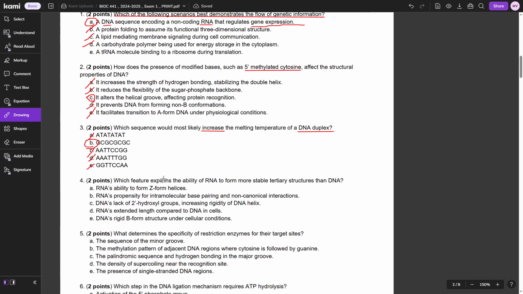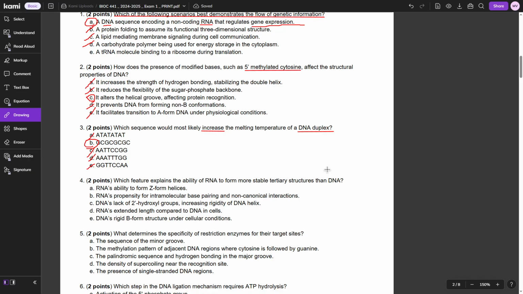Which feature explains the ability of RNA to form more stable tertiary structures than DNA? Okay, so I assume this has something to do with intramolecular base pairing. There's cases where RNAs are able to fold on themselves and they can form these kinds of tRNA structures, if you will. tRNAs are actually a tertiary structure of RNA. So they can fold on themselves and make these structures. DNA is exclusively pretty much double-stranded. So it's pretty much never going to be anything else other than a double strand.